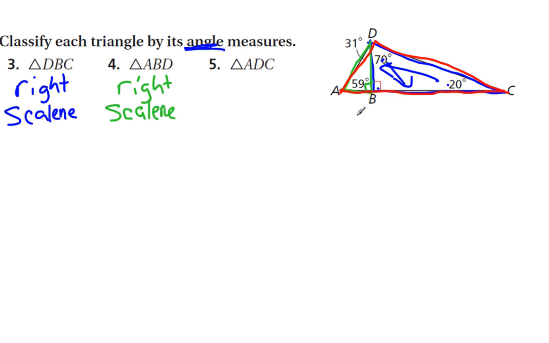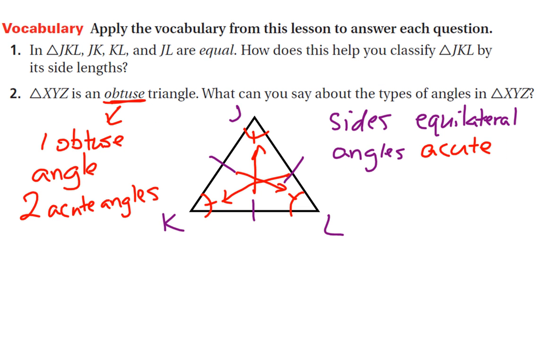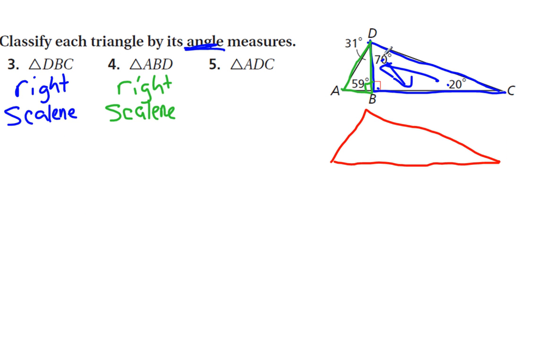We have a mess that I've drawn. Let's bring it down here. Whoops. So we have an angle of 20 over on the right side, 59 over on the left side, and then this top angle here is going to be 31 plus 70, so that's going to give us 101.